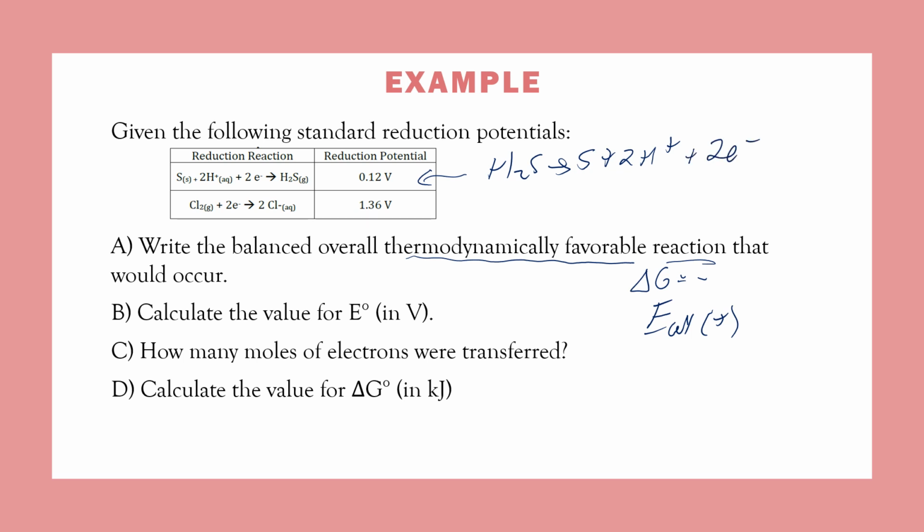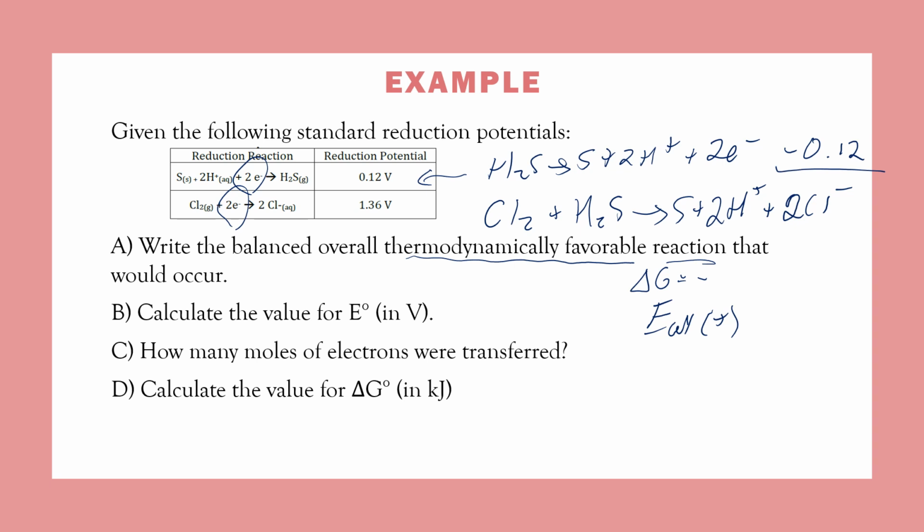And our cell potential for this is negative 0.12. Now, if you add the two reactions together at this point, you would get the chlorine gas plus the H2S leaving us with solid sulfur, 2 hydrogen ions, and the 2 chloride ions. The electrons cancel. There's 2 electrons in each, which is great. And then to find the cell potential in volts, you would add together this negative 0.12 because we flipped it, and the positive 1.36, and you get that the cell potential is 1.24 volts.